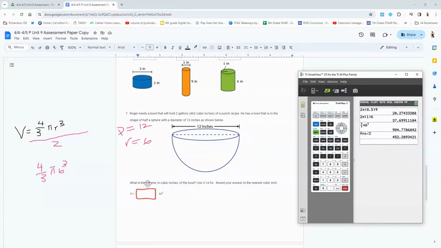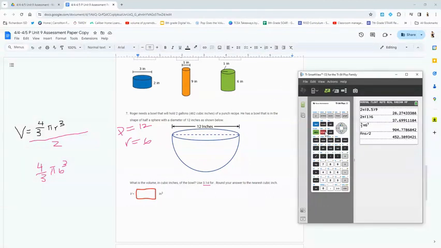So it says, what is the volume in cubic inches? Oh, and it said use 3.14 instead of pi. That's where we made a mistake. I made it 2, guys. So I have to go back in and redo my math.